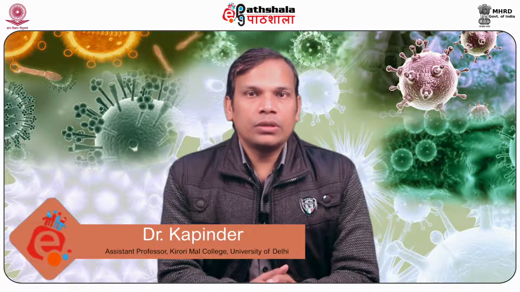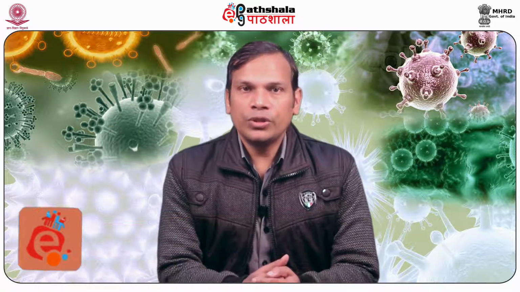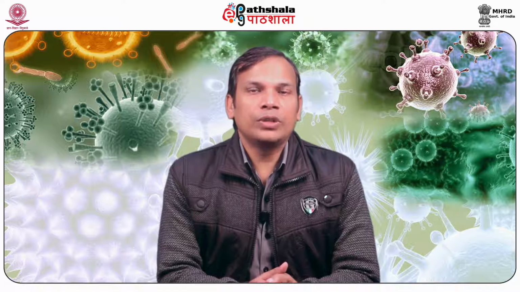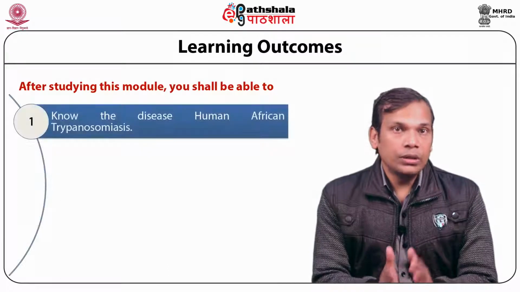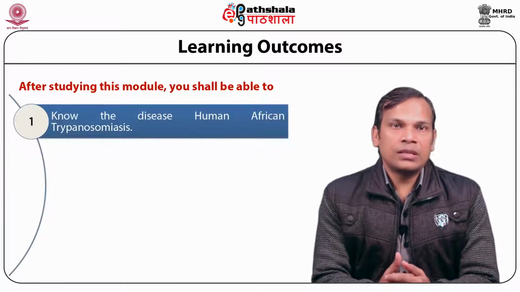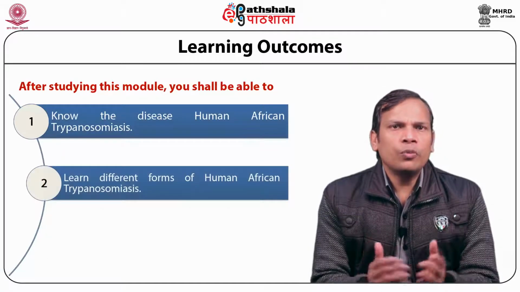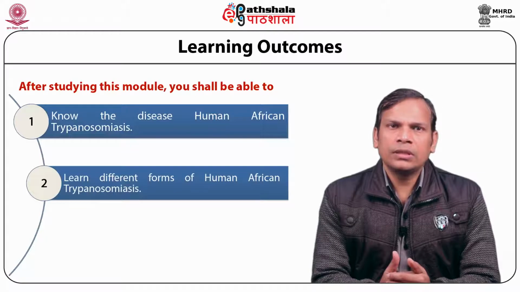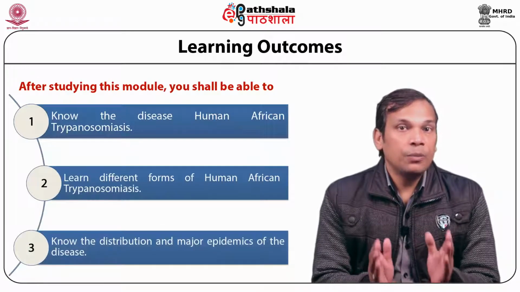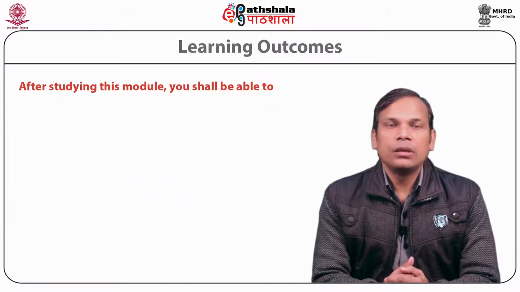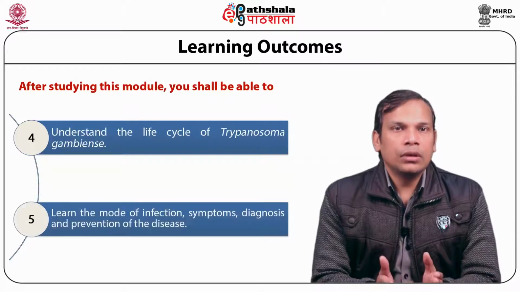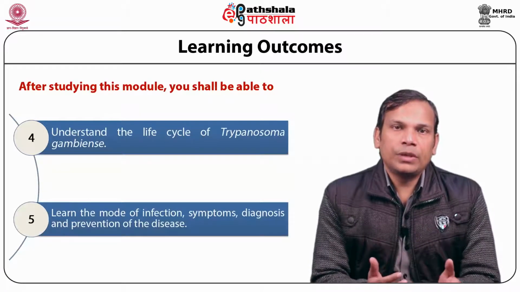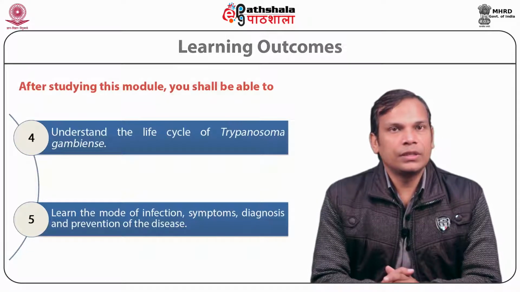Today we are going to discuss a module, Morphology, Life Cycle, Mode of Infections of Trypanosoma, under the paper Biology of Parasitism. After studying this module, you shall be able to know the disease human African trypanosomiasis, learn different forms of human African trypanosomiasis, know the distribution and major epidemics of the disease, understand the life cycle of Trypanosoma gambiense, learn the mode of infection, symptoms, diagnosis and prevention of the disease.